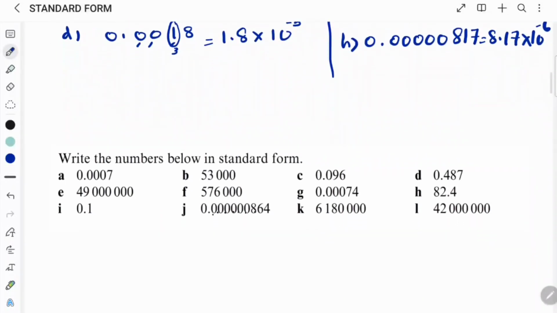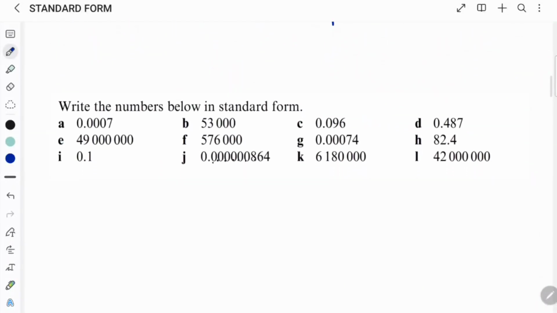So now do these questions. Write the numbers below in standard form. Pause the video, do it by yourself first. Okay, I hope you have understood. So I cannot wait. You have to wait and then do all the questions first by yourself and then check your answer and try it by yourself before checking each solution, I can say.